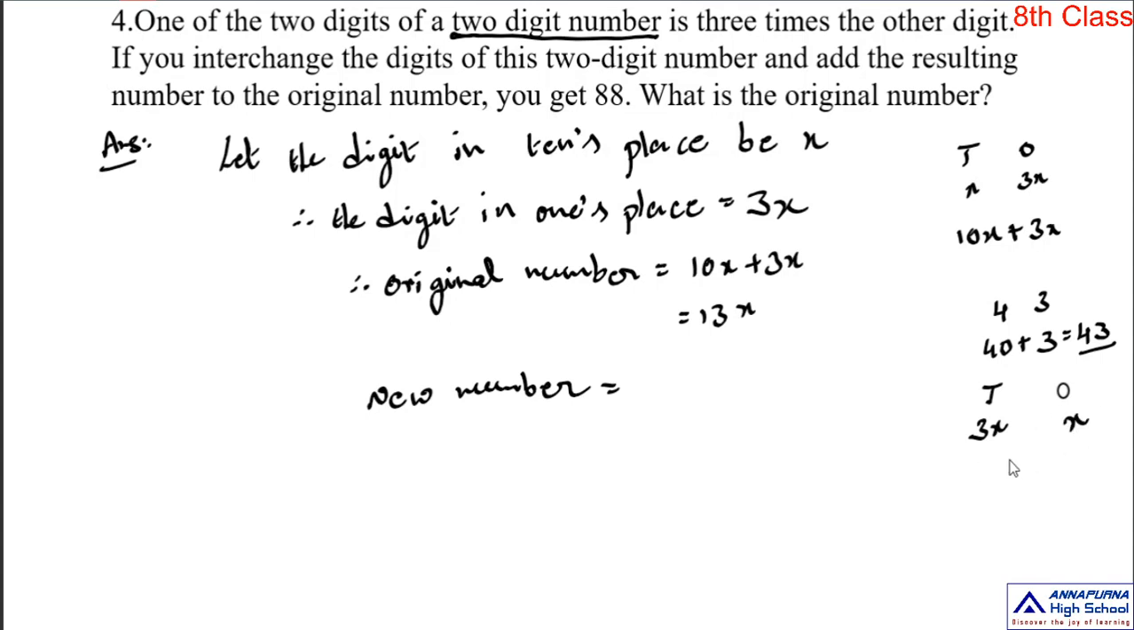Okay, now find out that two digit number. If 3x is in tens place, its place value is 3x into 10, that is equal to 30x, and if x is in ones place, its place value is x into 1, that is equal to x. So what is the two digit number? By adding these two place values, 30x plus x, it is equal to 31x.